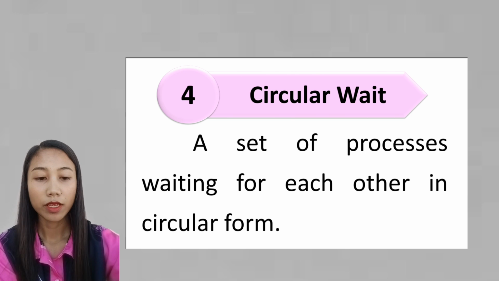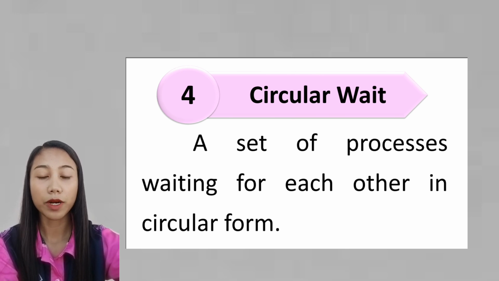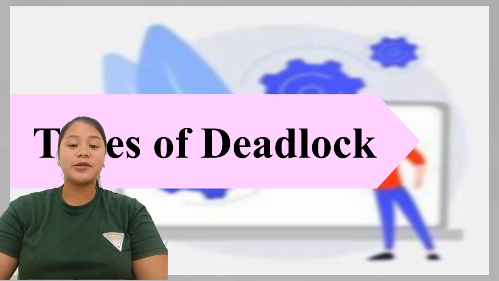Number 4. Circular wait. A set of processes waiting for each other in circular form. This is when multiple processes form a cycle where each one is waiting for a resource held by the next process in the cycle. There are three types of deadlock.